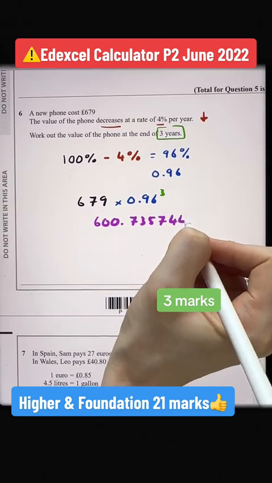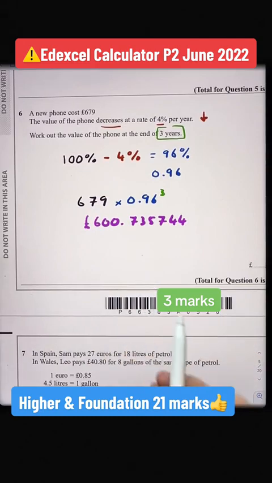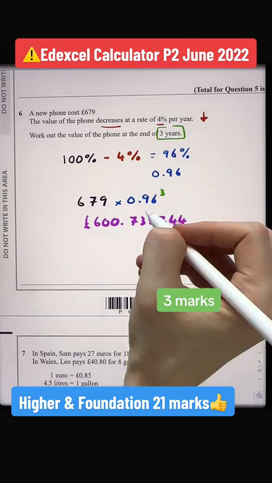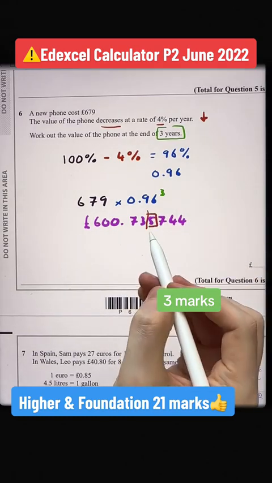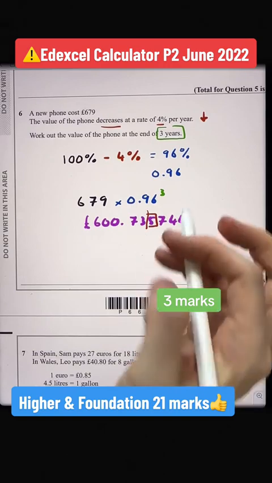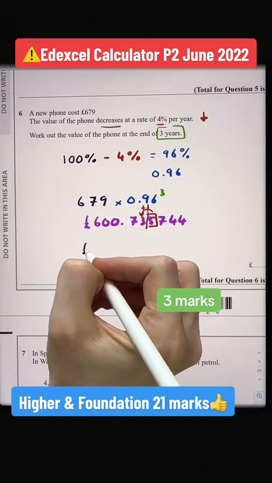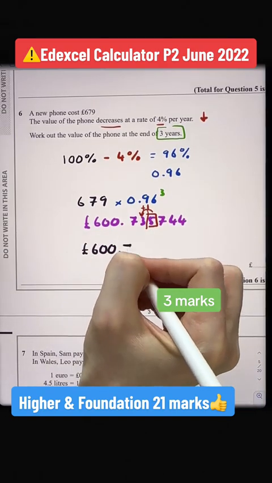600.735744. As it's money, we know we always round to 2 decimal places. Well, 2 decimal places from the decimal point, we count the first 2 digits. We now stop and draw a line to the right. The number to the right is called a decider. Is that 5 or more? Yes. So therefore, we round the previous digit up by 1. Therefore, my final answer is £600 and 74 pence.